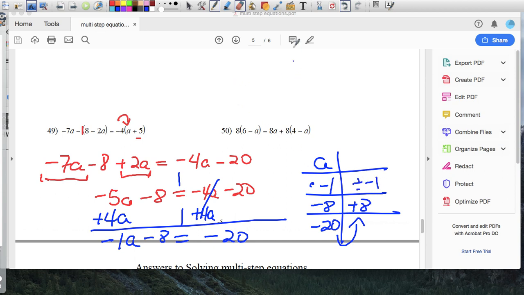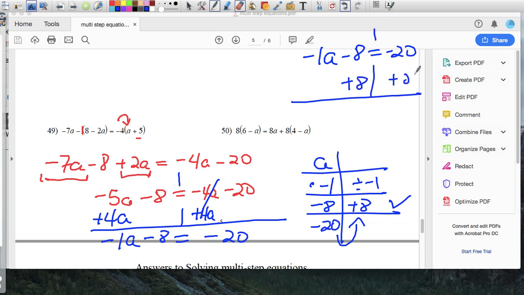So let's see if that works. Let me bring that to the top. Negative 1a minus 8 equals negative 20. According to this, I have to do plus 8. Plus 8. These two will go out, and I have negative 1a equals negative 12.